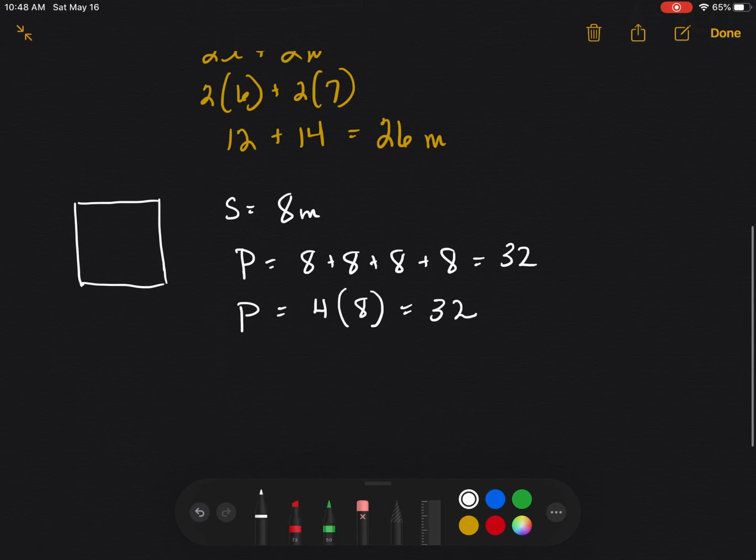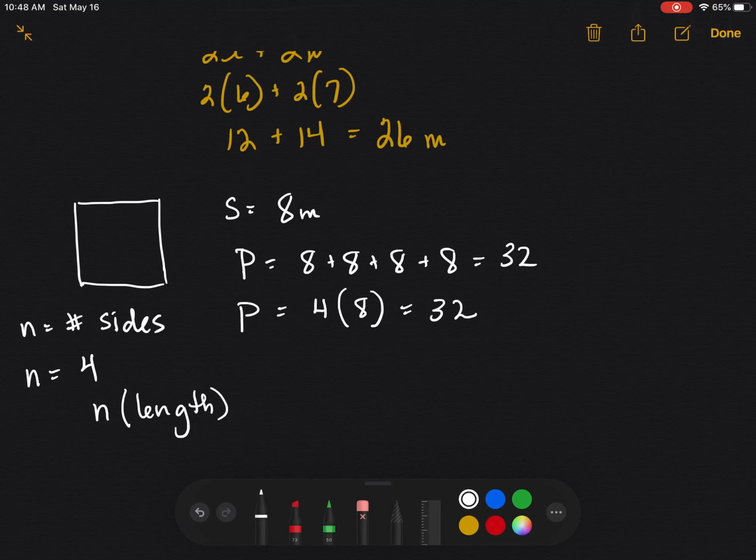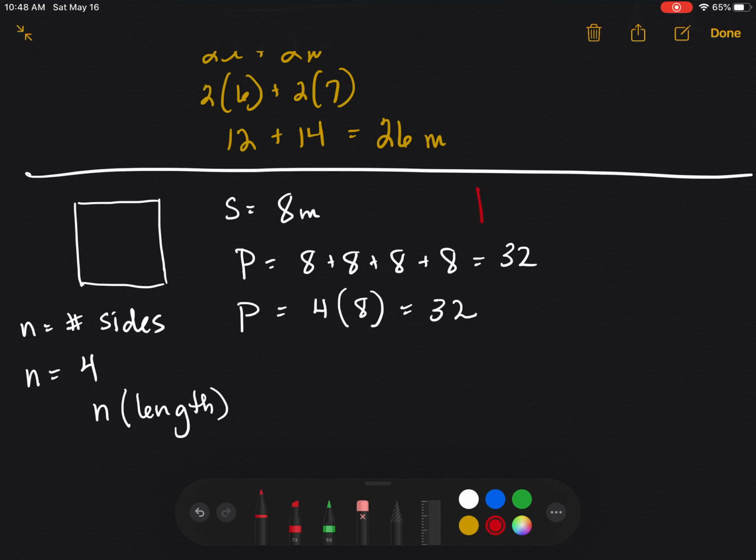So what I've done here is, if n equals, just like yesterday, the number of sides, then in this case, n equals 4. Okay, so I am multiplying the number of sides times the length. This only works for polygons that are regular. Okay, this only works for regular polygons, which means each side is the same length, such as a square.